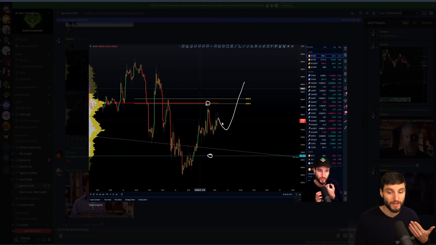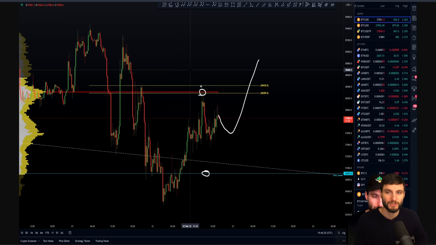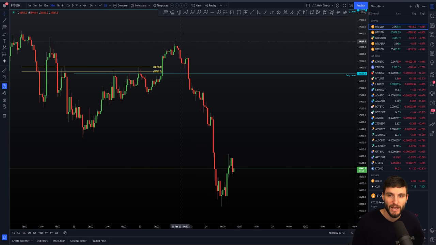Okay, maybe we got the pullback. It did get a pullback in the end. But we were obviously looking for this to break up towards that $39,000 level, or at the very least, to be honest, we're just looking for it to take that high. Why? Because the order flow was bullish. We were looking for bullish. There were no signs yet to short. We needed to remain patient. And obviously, it's pretty happy we remained patient, as we did get that final push to the upside here.